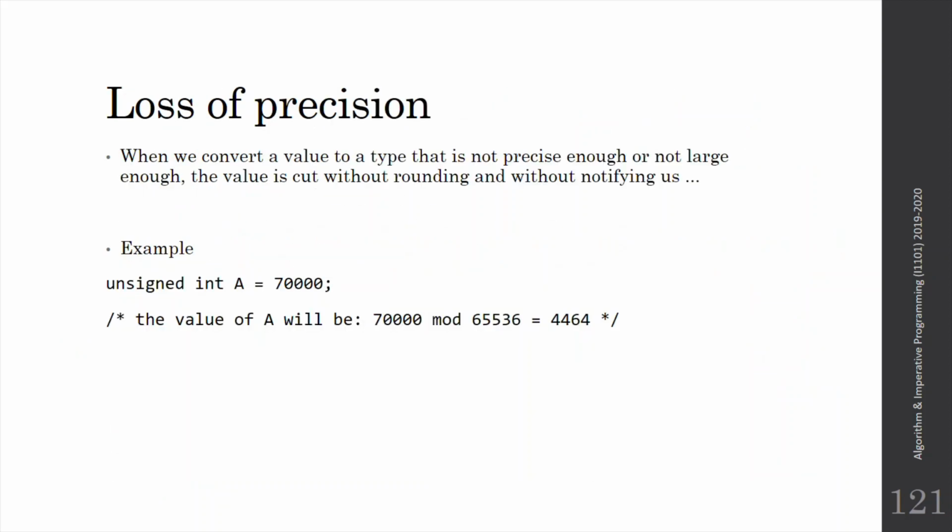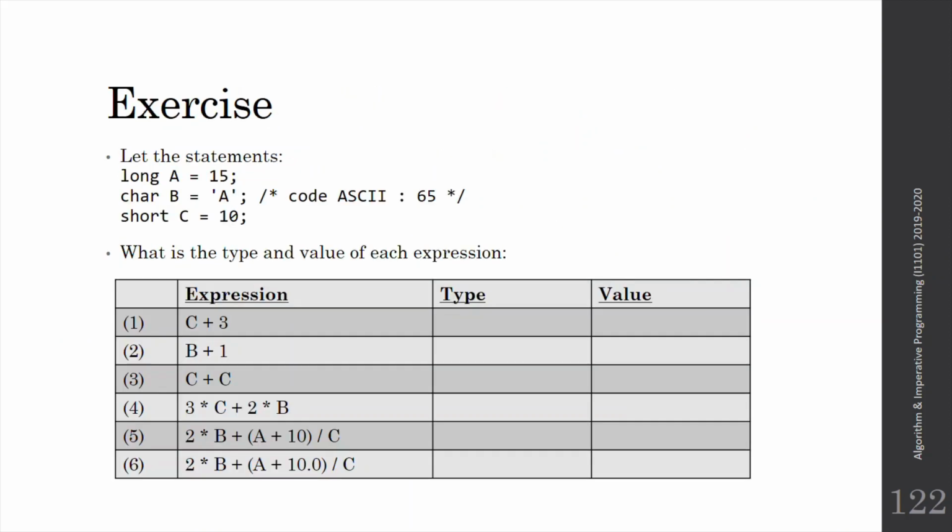So let's come back to examples. We have here an exercise. So we have three variables: long a equal to 15, long char b equal to a, and long short c equal to 10. So we have the expression. They are asking us to give the type and the value. So we have the first one, c plus 3. So if we have expression c plus 3, what's the type of the expression? So we have short c of type short, so eventually the type will be short and the value will be equal to 13.